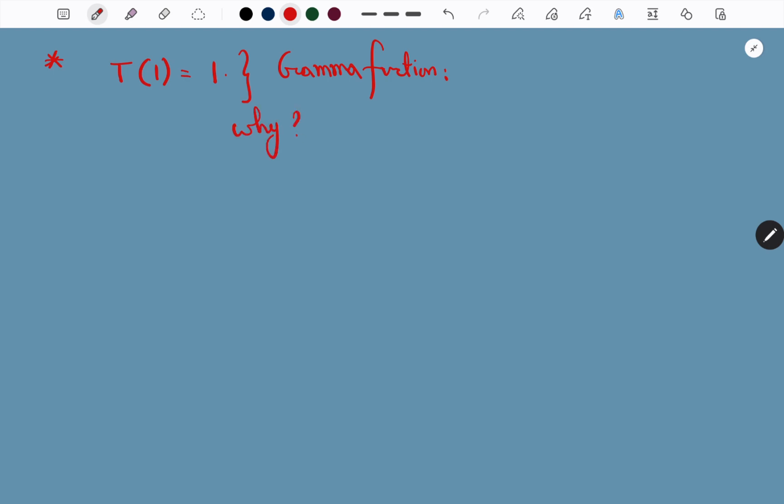So basically it comes from the definition itself. So what is the definition? We read that gamma of n is equal to integral from 0 to infinity of e to the power minus x, x to the power n minus 1 dx. Now if I put n as 1, we can say integral from 0 to infinity of e to the power minus x, x to the power 0 dx.